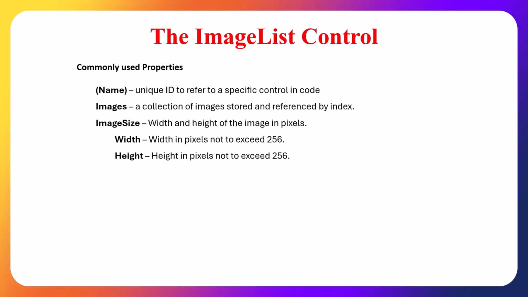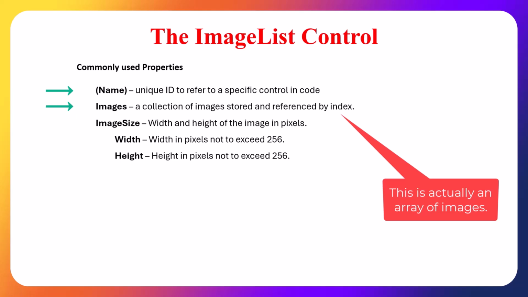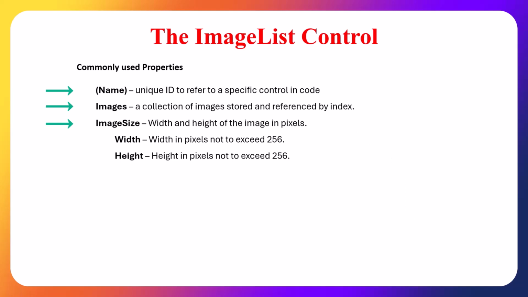The commonly used properties are: Name, a unique ID to refer to a specific control in code. Images, a collection of images stored and referenced by index. Image size, the width and height of an image in pixels. The width cannot exceed 256 pixels, and the height cannot exceed 256 pixels.